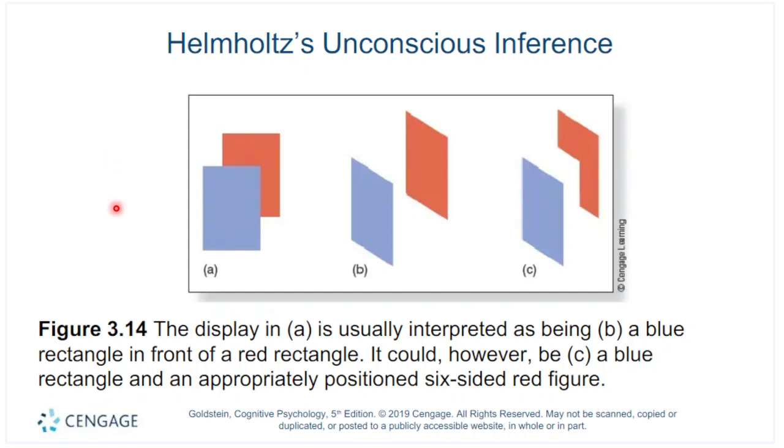Okay, so this is another example of how we perceive an object. For example, with A, this particular picture makes us see that the blue rectangle is in front of the red rectangle. So this is why it's partially covered.